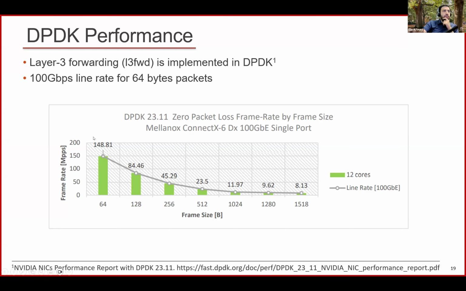Again, we are running layer 3 forwarding here. And what you can see is that with 64 byte frames, we are able to get 148.81 million packets per second. On this gray line, this is the line rate. So this is showing us that regardless of the packet or frame size, we are achieving line rate. And here we are using 12 CPU cores.